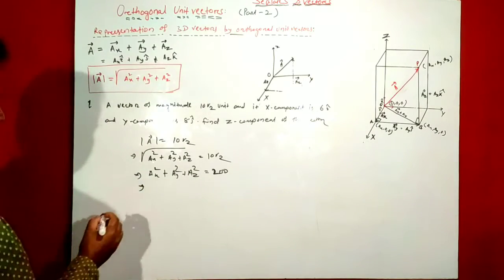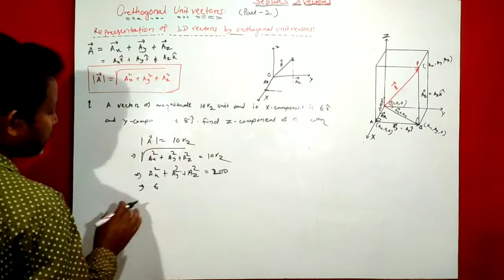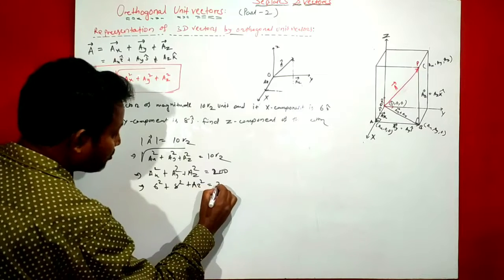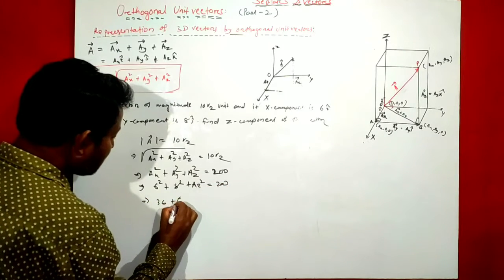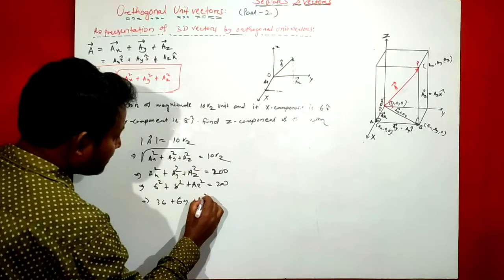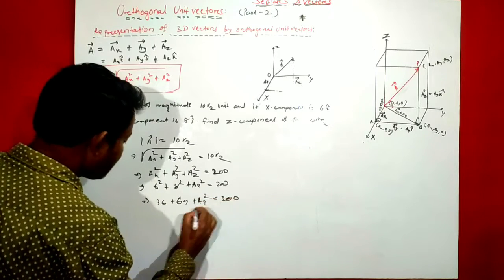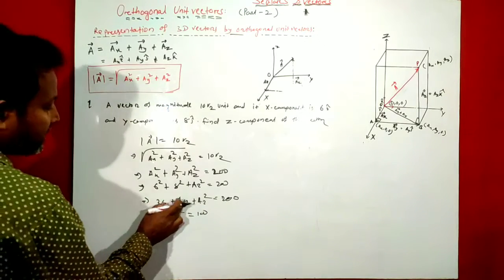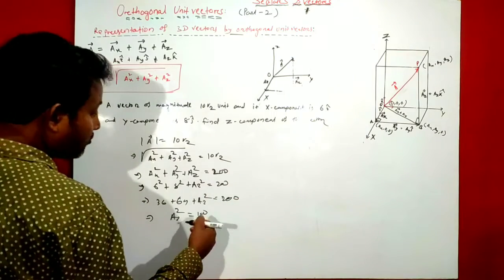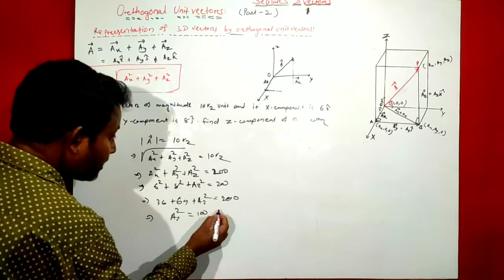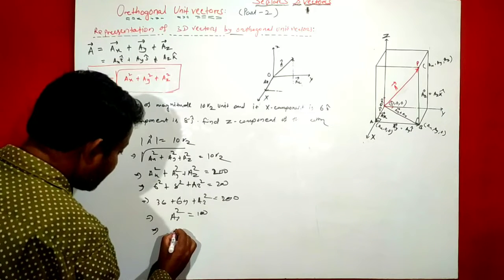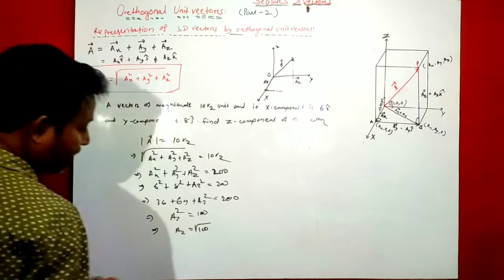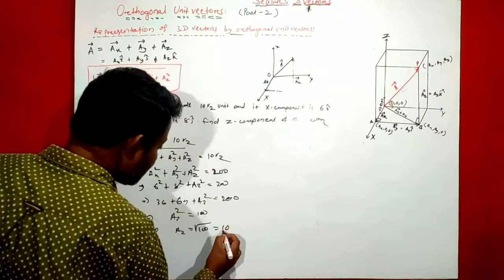Then A x is given as 6, the magnitude of the x component. So 6 square plus 8 square plus A z square is equal to 200, that is 36 plus 64 plus A z square is equal to 200. So A z square is equal to 100, as 36 and 64 is 100. Subtracting from 200, we get A z is equal to the square root of 100, that is equal to 10.